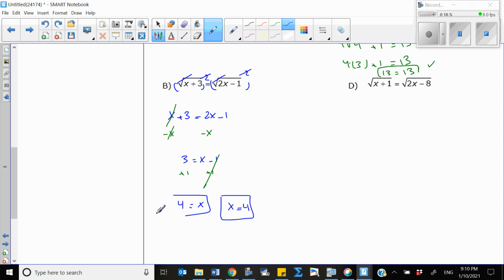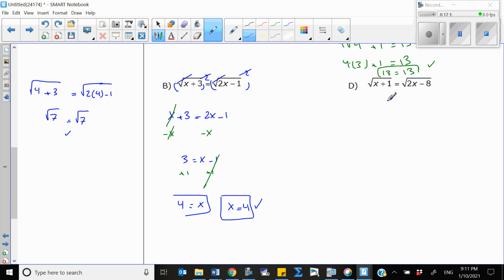This is my solution. Let's try that in the original equation and make sure it's not an extraneous solution. So the left side, instead of x, I write 4 plus 3. And on the right side, square root of 2 times 4 minus 1. So the left side 4 plus 3 is 7, square root of 7. The right side 2 times 4, 8 minus 1, again, it's 7. So the two sides are equal, that means this is a solution.